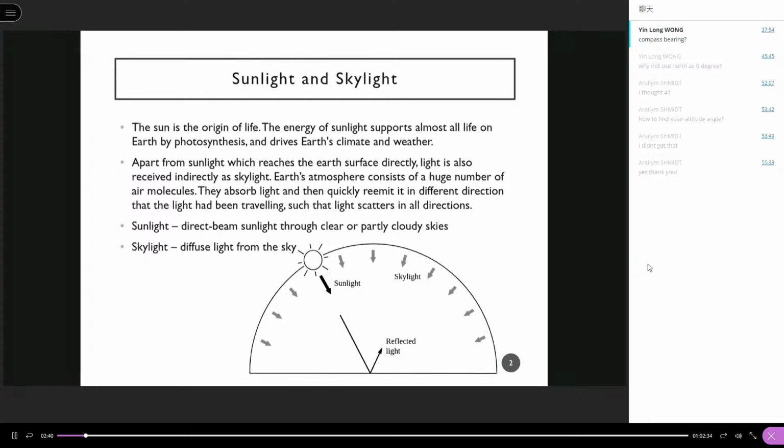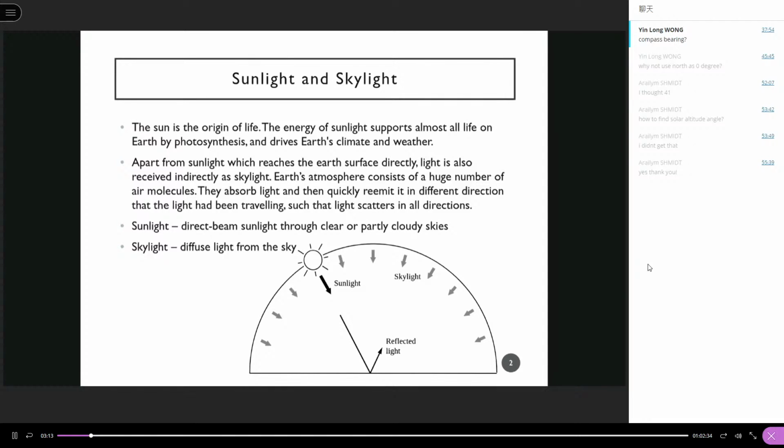So apart from the sun, which is the light source, the whole sky hemisphere is also a light source. So we call the light that comes from the sky skylight. Okay, so in this diagram, we use a hemisphere to represent the sky. This is for presentation and also for calculations. We assume the sky to be a hemisphere.